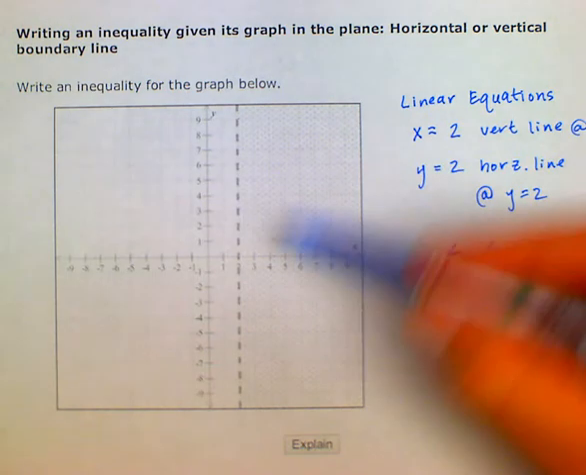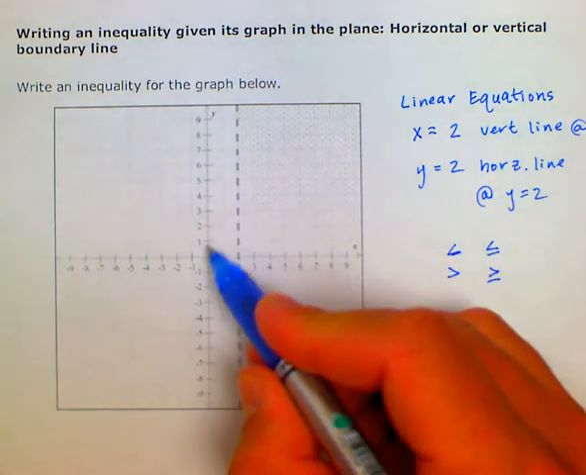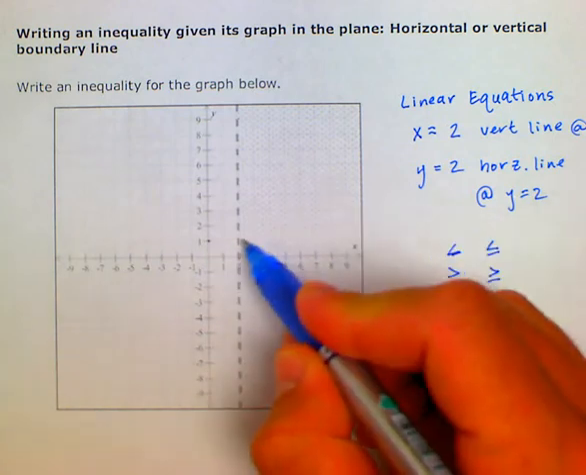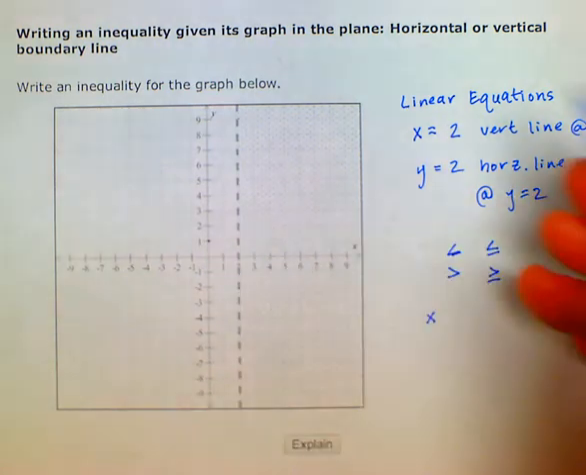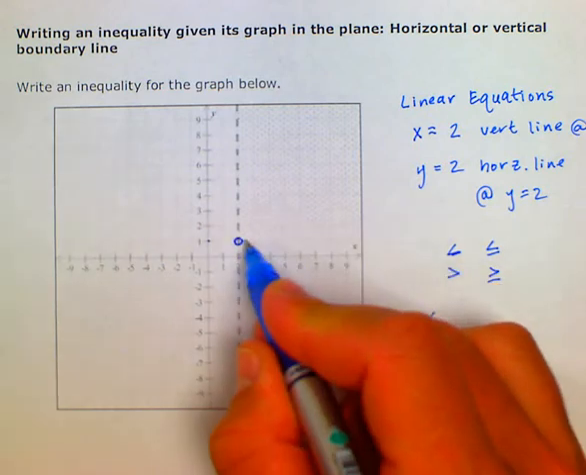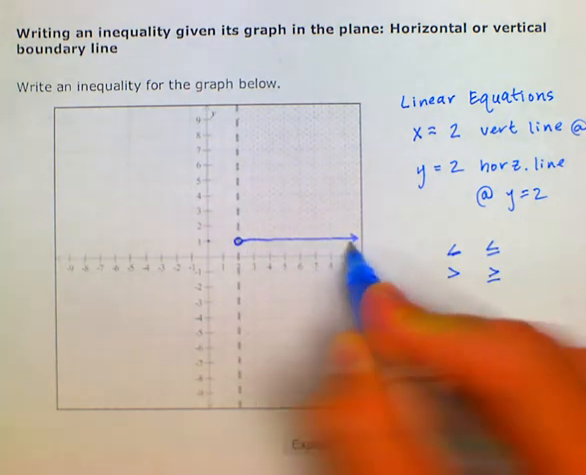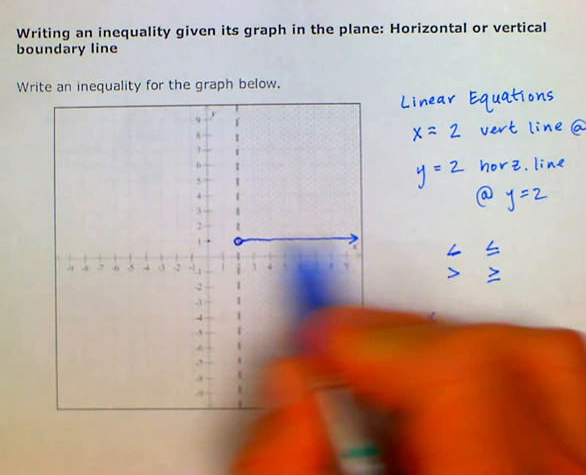On this graph, we see that for any y value that we have, for example, if y equals 1, we come over and see what the solutions are. We notice that 2 is not included, so we would have an open circle here, but everything to the right of 2 is included. Everything greater than 2 at y equals 1.